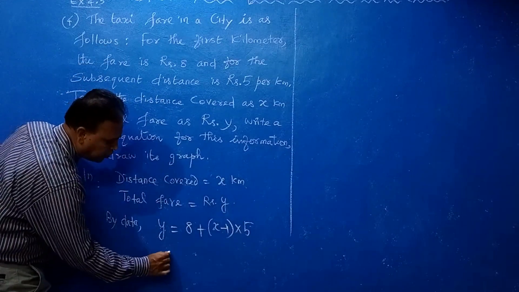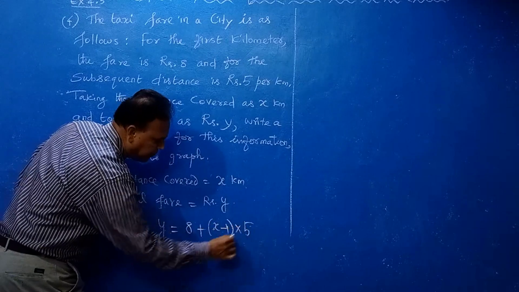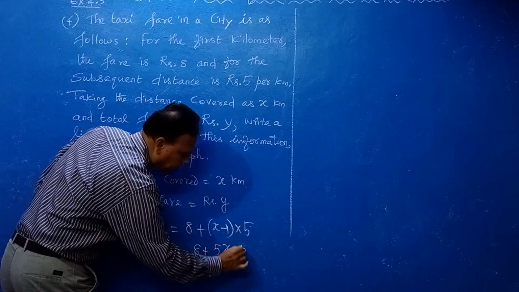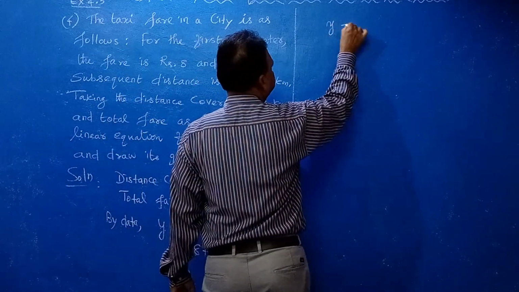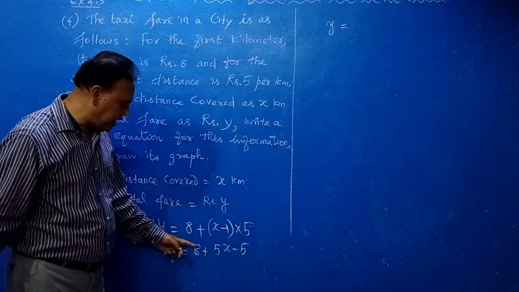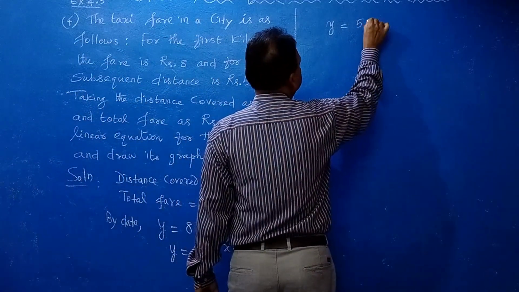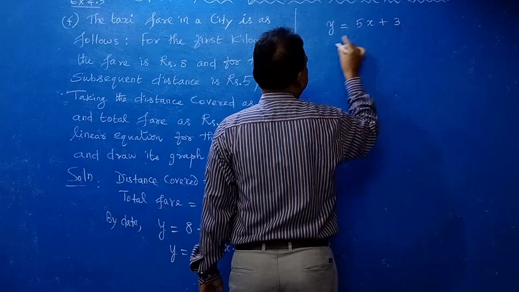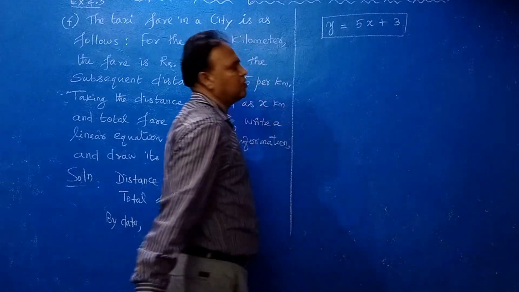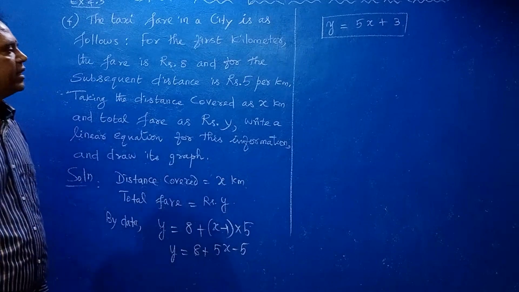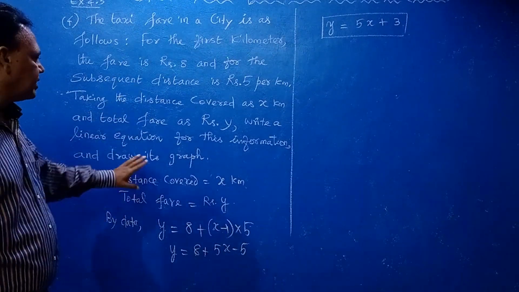Now simplify this: y equals 8 plus 5x minus 5. 8 minus 5 is 3. So y equals 5x plus 3. This is the required linear equation in two variables. For this equation, you have to draw the graph now.